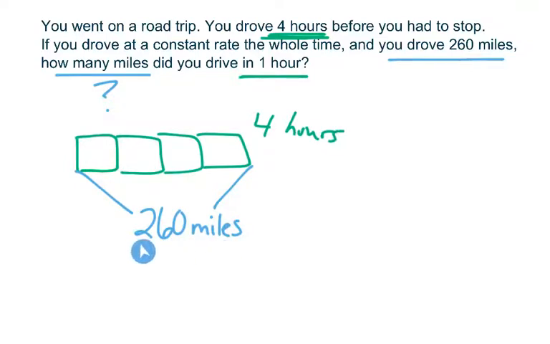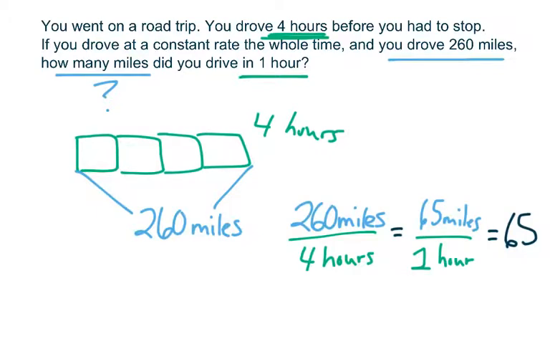So again, if I know my total is 260 miles, and I'm looking for how much 1 hour is, and I have a total of 4 hours, I can divide those to find my unit rate. So this is what the math looks like. 260 miles divided by my 4 hours is going to be equal to, when I divide this, 65 miles. So it's 65 miles per 1 hour.